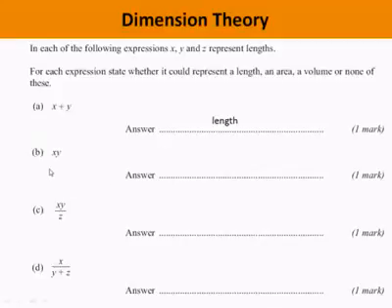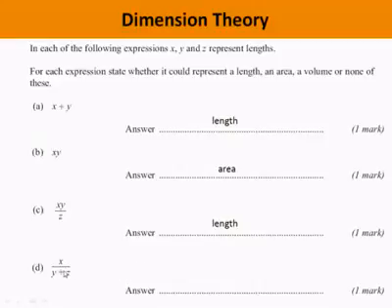But question B, you've got a length times a length. So that could be the two sides of a rectangle, giving you the area. So multiplying makes the dimension go up. Third one, length times a length. So the top is dimension 2. But then you're dividing by a length, which makes the dimension go down again. So the dimension of the whole expression is 1, which makes it a length.